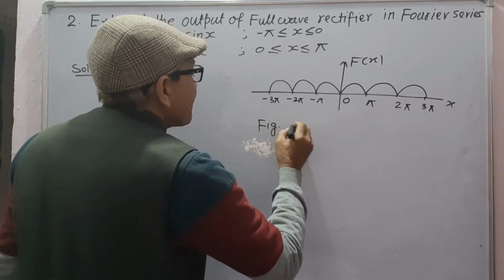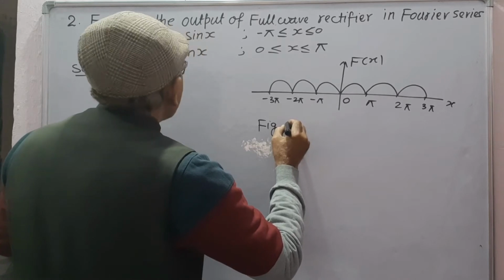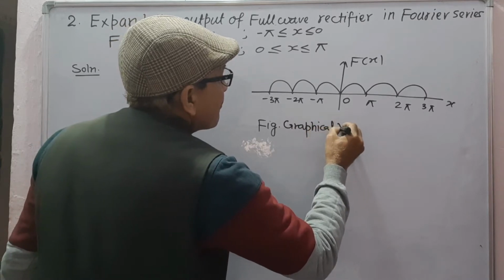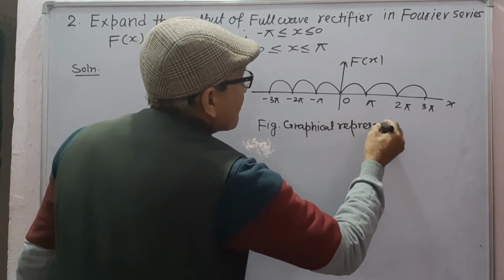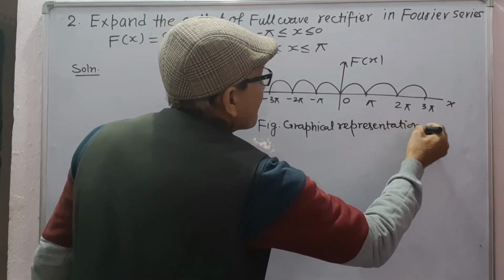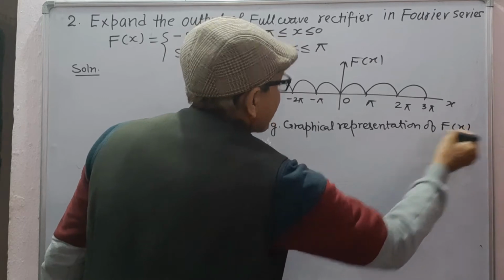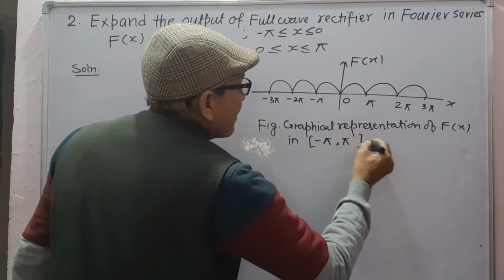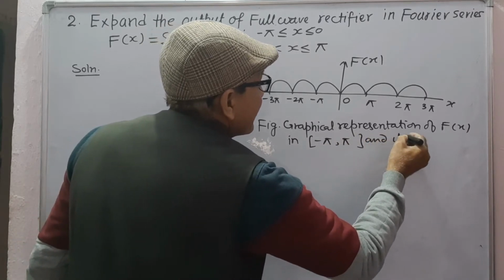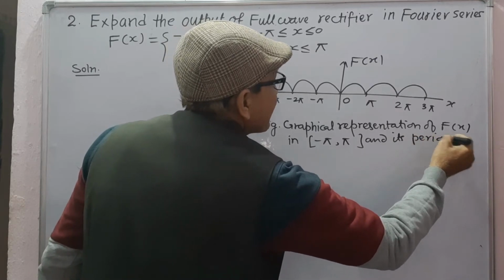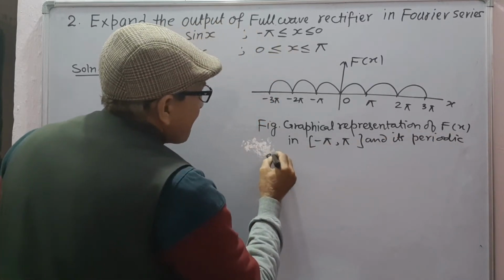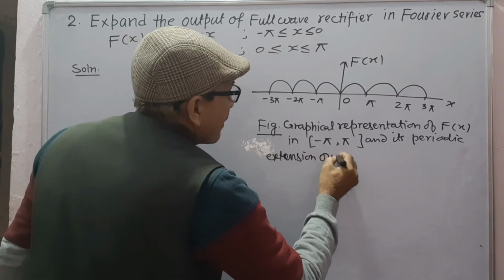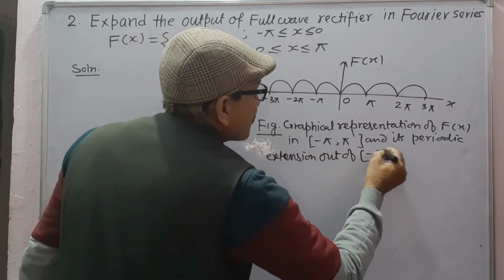This figure shows the graphical representation of the given function f(x) in minus pi to pi and its periodic extension outside of minus pi to pi.